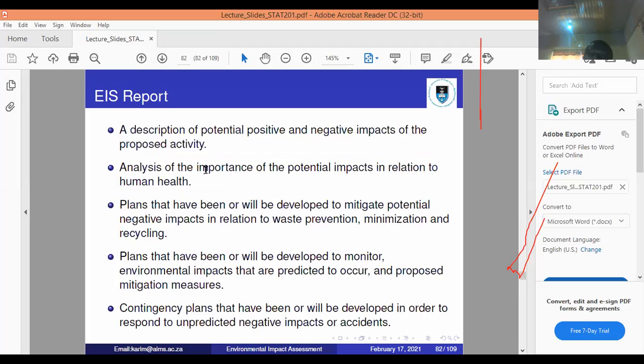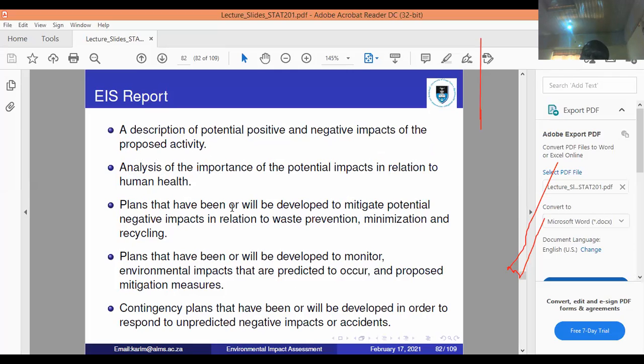You should also outline potential positive and negative impacts of your activity. Analysis of the importance of the potential impacts in relation to human health. How does your report affect human health? You have to analyze that properly.